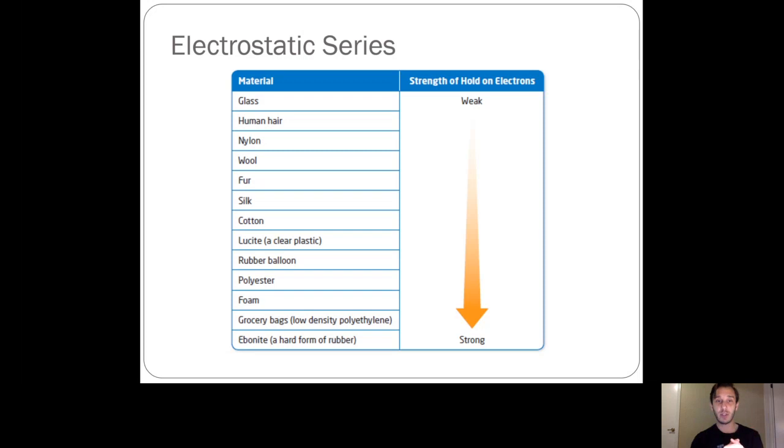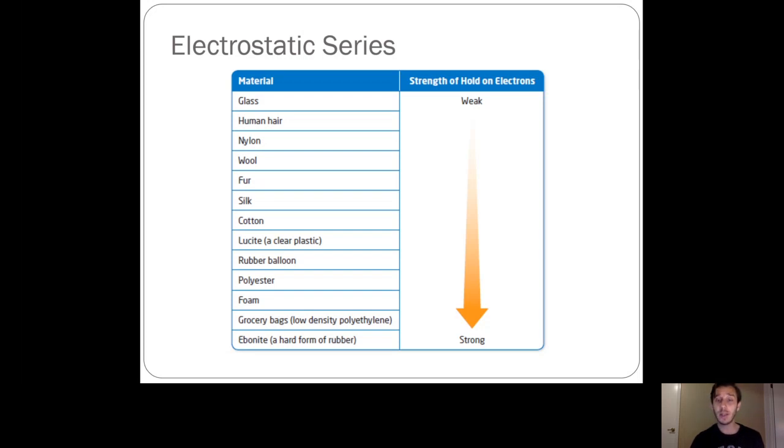Okay, so look at this electrostatic series. We've got glass, human hair, nylon close to the top. We've got foam, polyester, grocery bags, that plastic grocery bags, and something called ebonite, which is a form of rubber, on the bottom. And there's a series of substances in the middle. Okay, here's what we got to do: we got to say, well, which one of these is going to be negative and which one of these is going to be positive? So if it is higher up, it will lose electrons. If it's lower down, it will gain electrons.